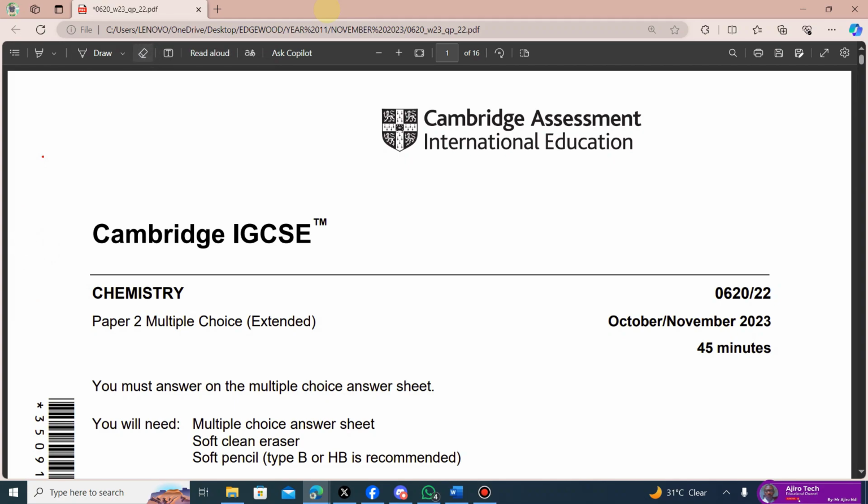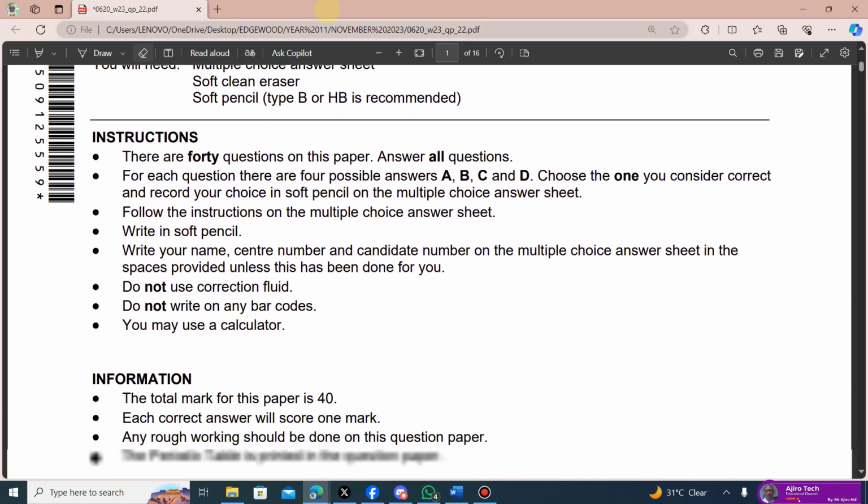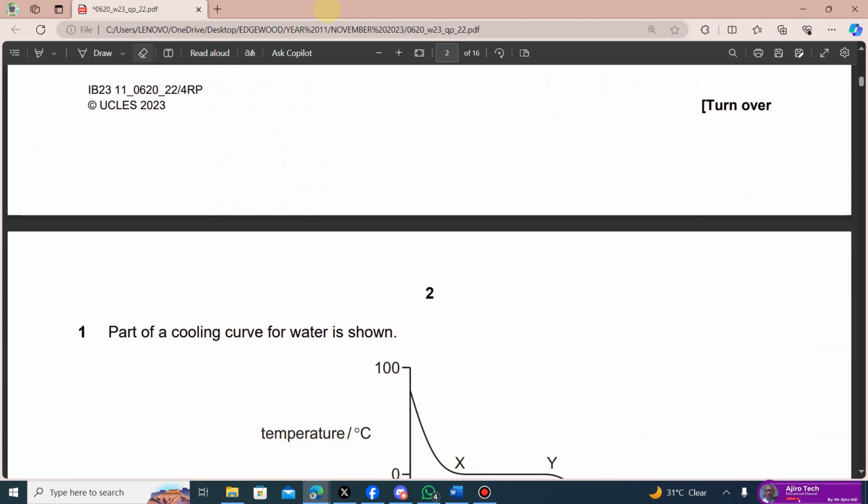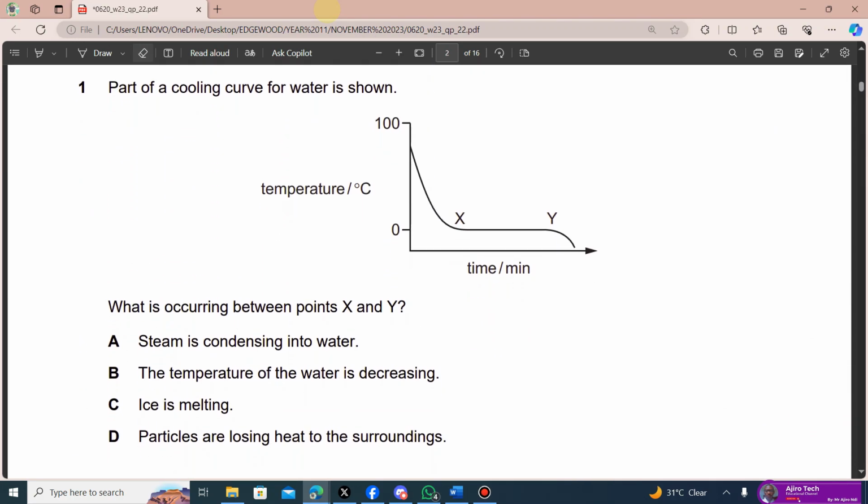So let's go straight to answering questions. All right, so we have the first question here. It says part of a cooling curve for water is shown, and what we'll simply be doing is to apply the same principle we've talked about several times, which is to eliminate any wrong option to reduce the chances of getting it wrong.